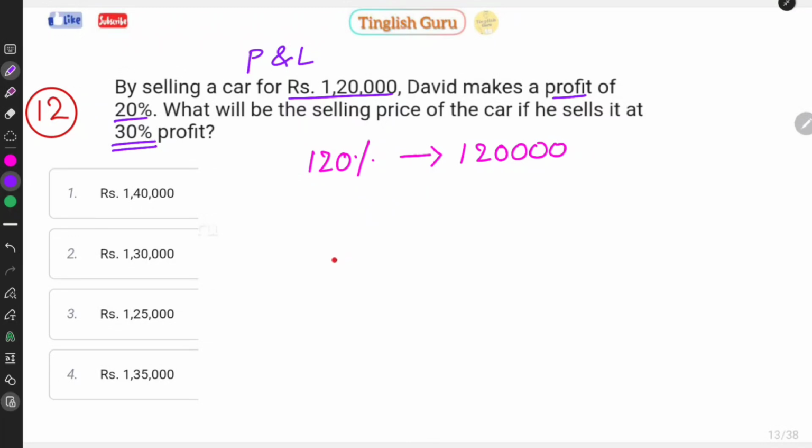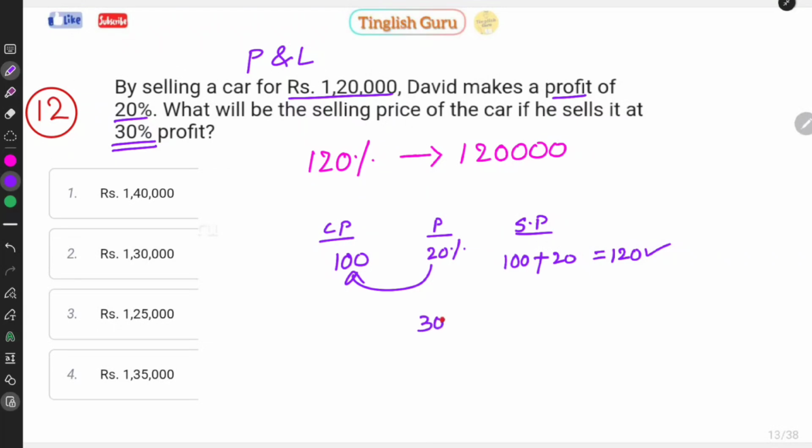So, first of all, let us understand one thing. Let us say a product cost price is 100. If the profit is 20%, then what is the selling price? The selling price will be 100 plus 20% of 100 is 20, that is equals to 120, right? So what will happen if we sell at 30%? Selling price will be 100 plus 30% of cost price is 30, that is equals to 130. So you understood this, right?